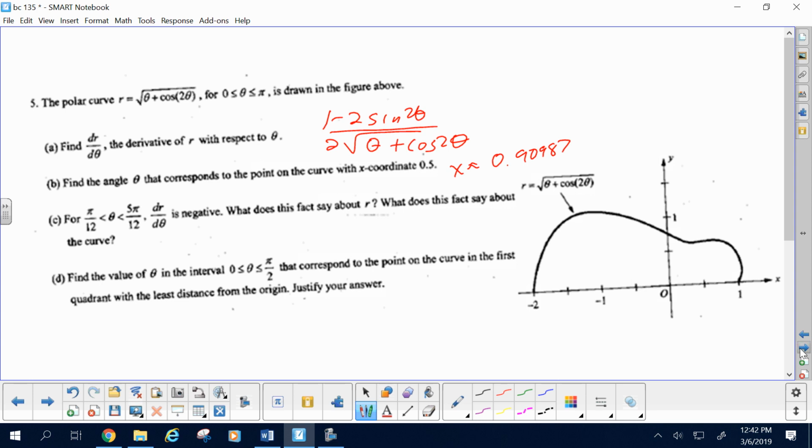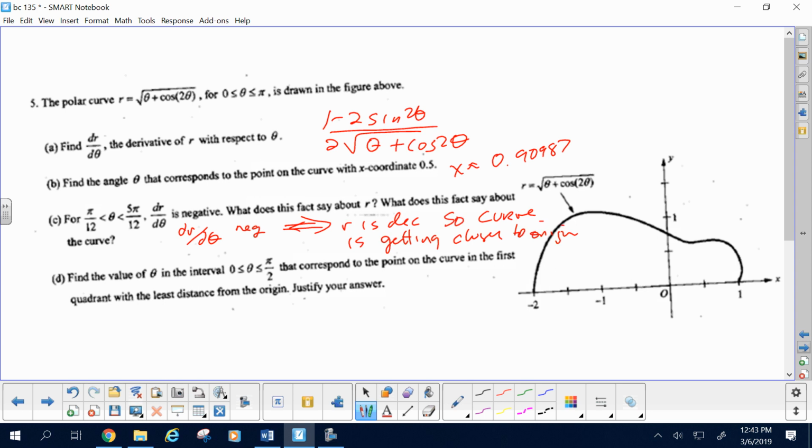C. What does that say about r? If dr/d theta is negative, it implies that r is decreasing, so the curve is getting closer to the origin, or points are approaching the origin. You with me? All right.